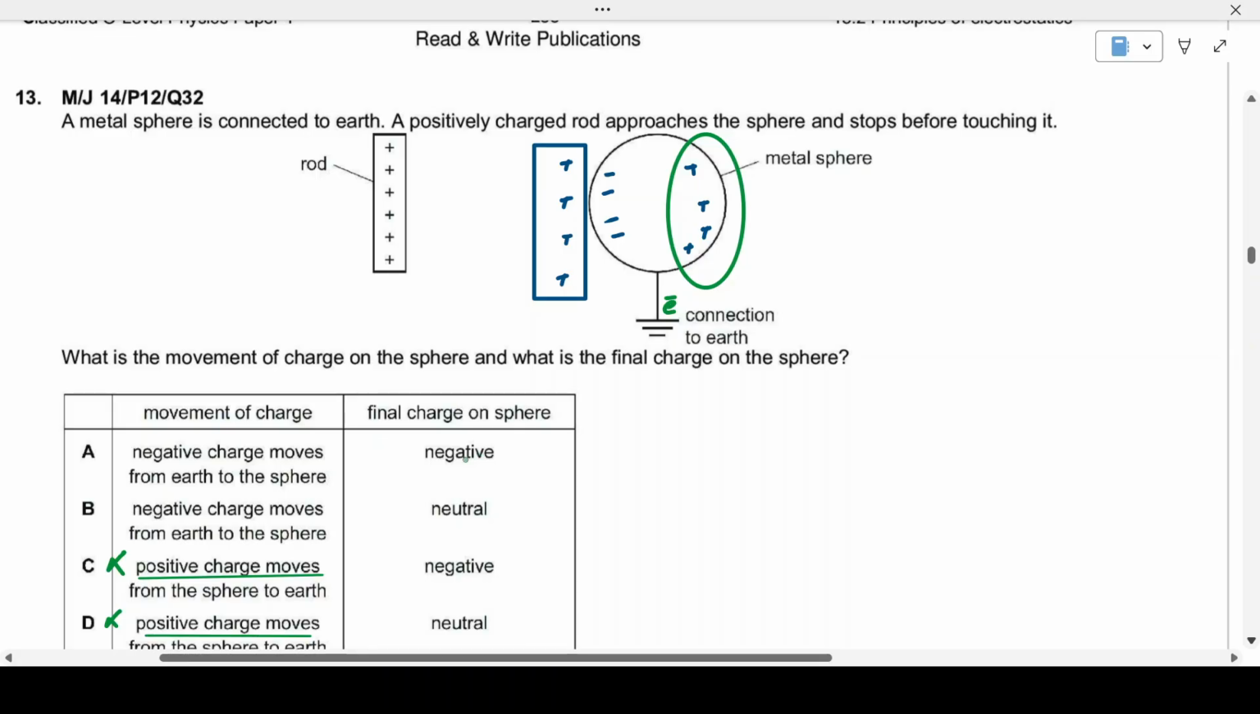Final charge on the sphere: if there were no earth wire, then it would have been neutral. But now since there is an earth wire, the other side, which contains the like charge with respect to the rod, is neutralized. So that leaves us with option A. Negative charge moves from the earth to the sphere. That makes sense also.